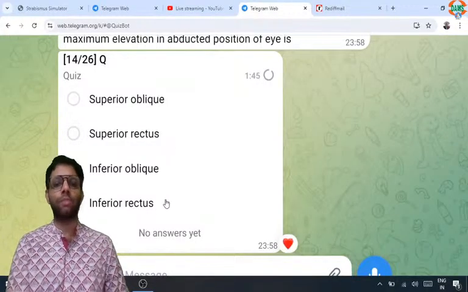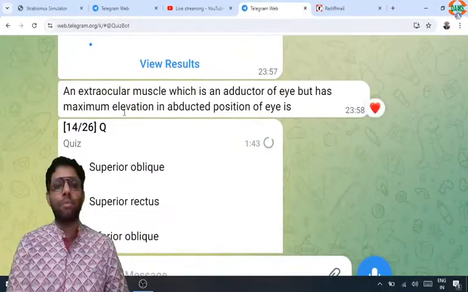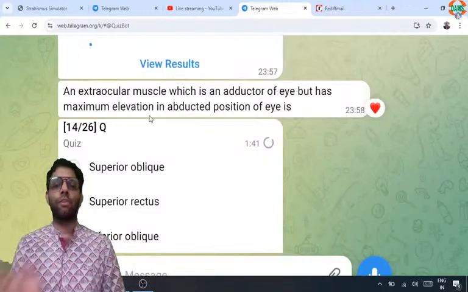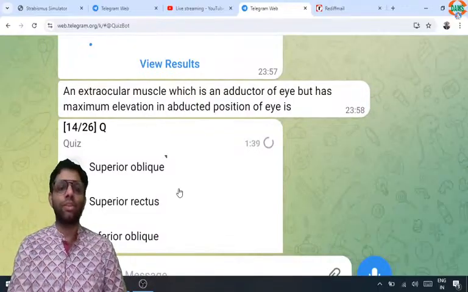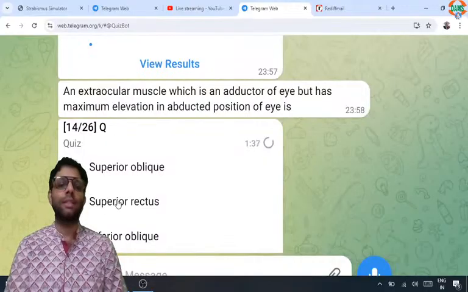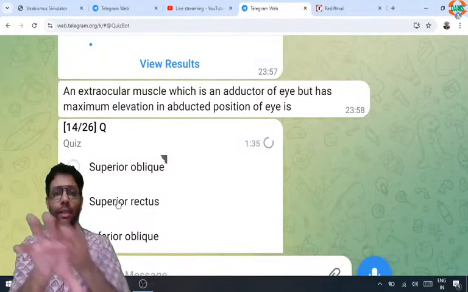Superior rectus, inferior rectus might be the answer. But it has a maximum elevation in abducted position. Even if you don't know this, elevation is by superior rectus. So answer is SR. But why in abducted?